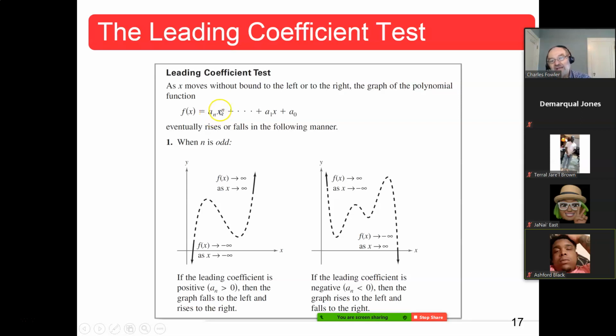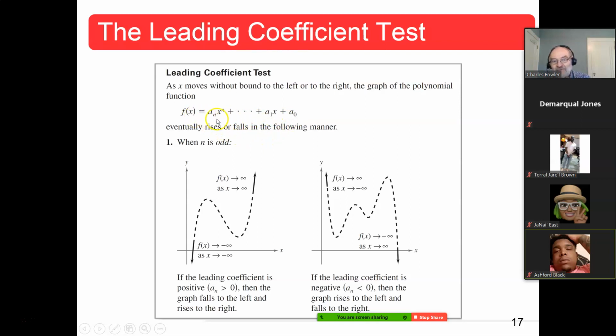So a sub n x to the nth plus a sub n minus 1 times x to the n minus 1 plus a sub n minus 2 times x to the n minus 2. Keep on counting down till you get a sub 3 times x cubed plus a sub 2 times x squared plus a sub 1 times x to the first plus a sub 0 times no power at all for your x. It's 0 power there.